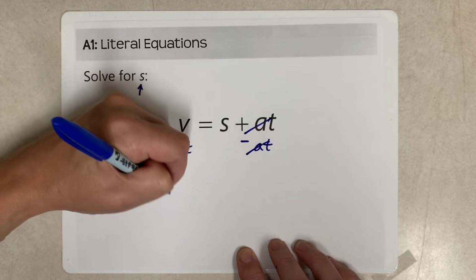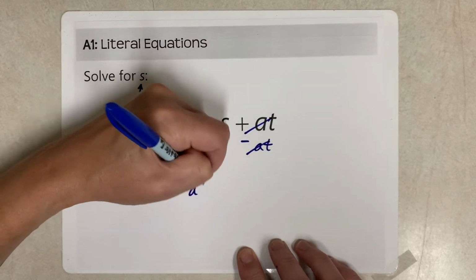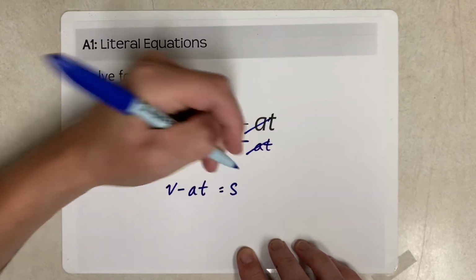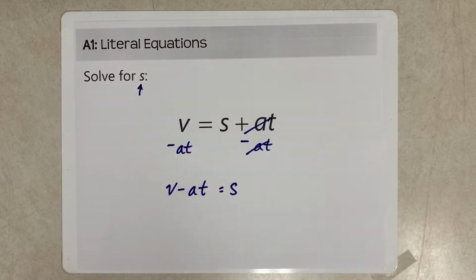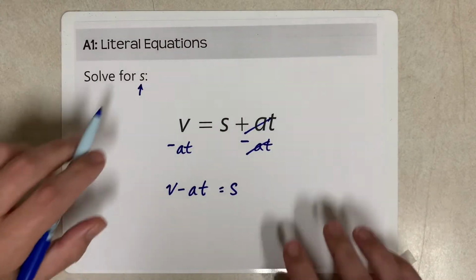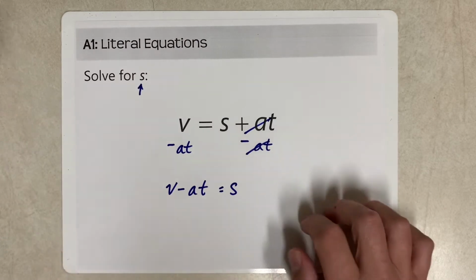And so v minus at is equal to s. I just move the whole term over. We've done that a lot of times. And is s by itself? Yes. So we are done.